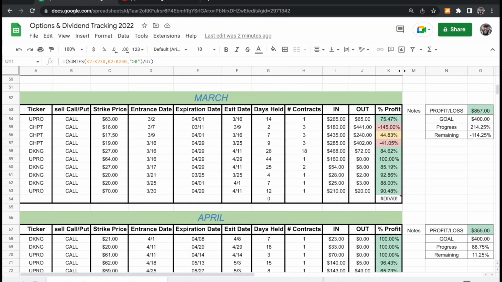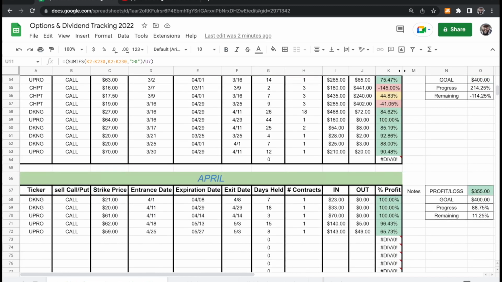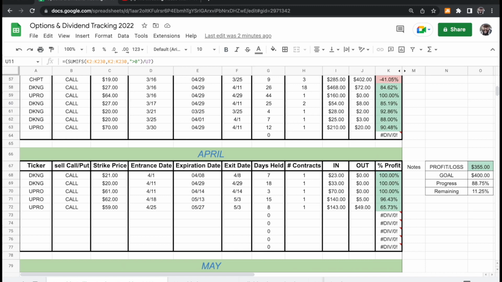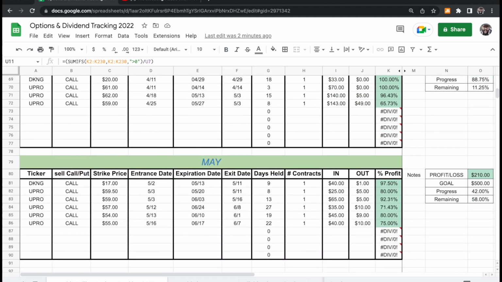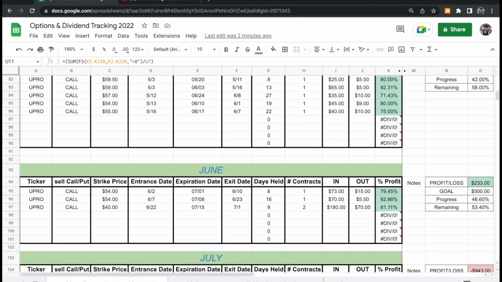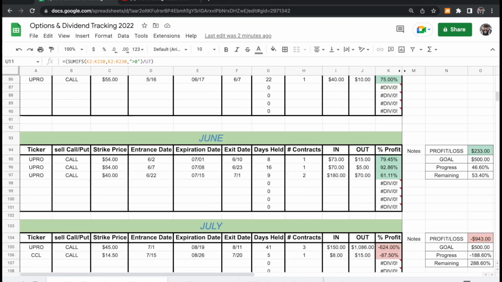March I had a couple losers, but I rolled them. I made $800 there. April I didn't quite hit my goal of 400, which is okay. And then May was another low month, but I was 100% win rate, which is great for me. And then June, still not quite hitting my goal. I had a lot less contracts that I sold.